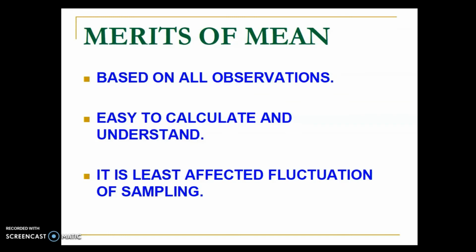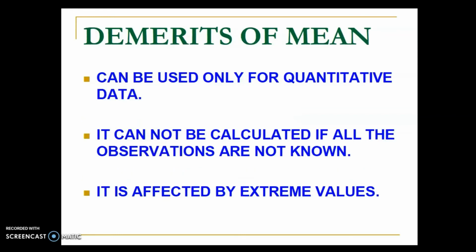So mean is based on all the observations. Mean is very easy to calculate and understand, and it is least affected by fluctuation of sampling. So these are the merits of mean. Moving further, there are the demerits of mean also. So mean can be used only for quantitative data. It cannot be calculated if all the observations are not known, and it is affected by extreme values. So that's it for the theoretical part, and now we'll move on to the Excel sheet for the calculation.